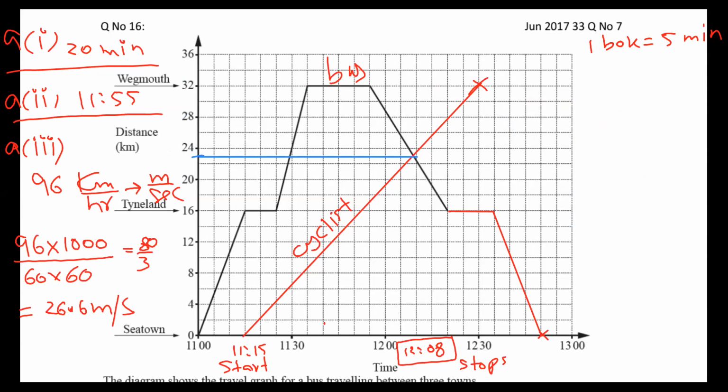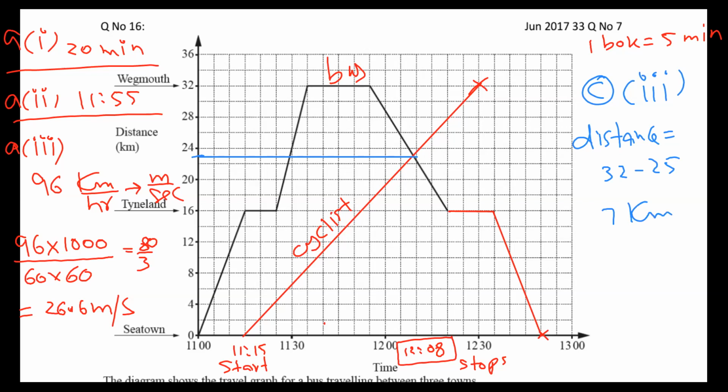I'm writing finally here, and I hope you got the idea. Part C, third. He was asking us how far. So distance is equal to 32 minus 25. So 7 kilometers is our answer. I hope the idea is completely over.